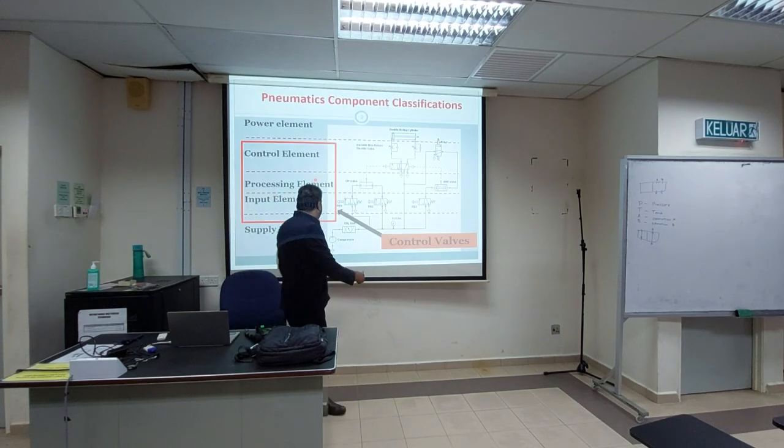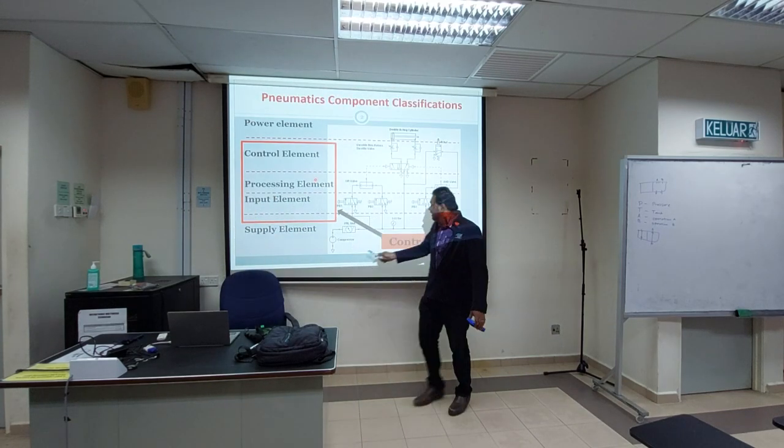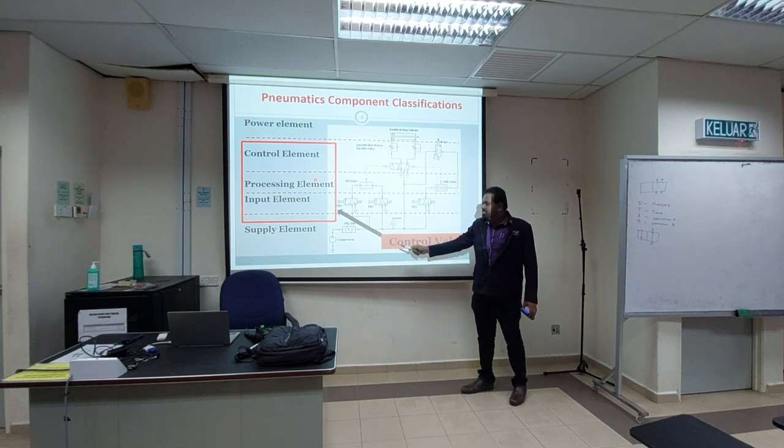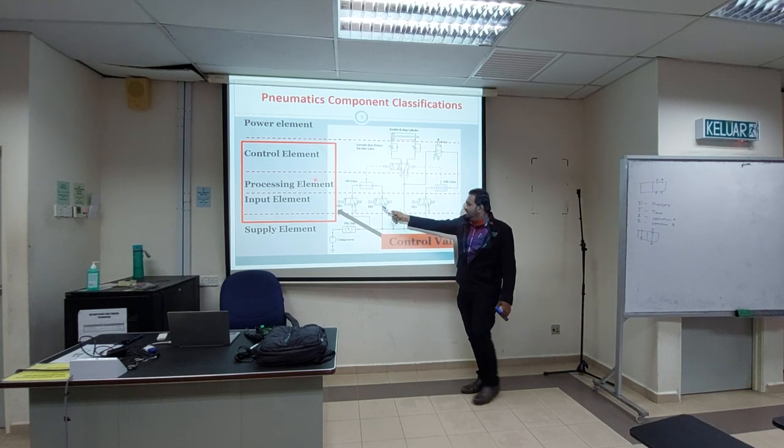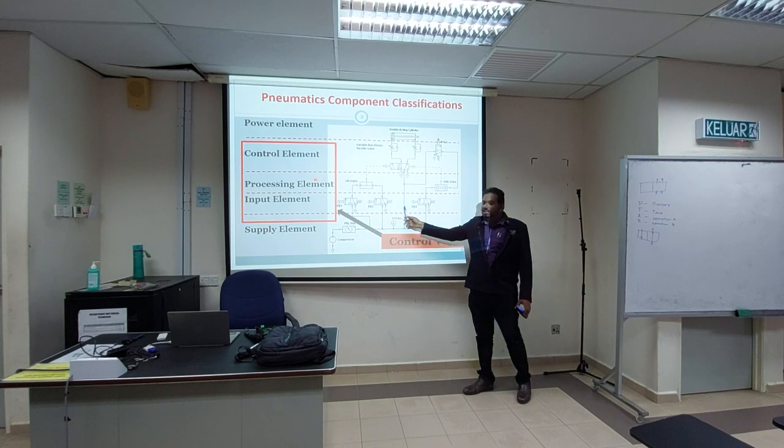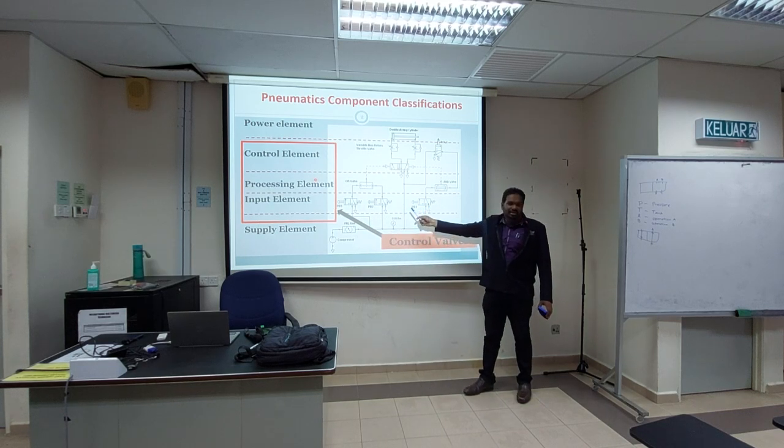Yang ni yang you bagi tahu tu adalah kat bawah, yang pergi ke tank semua tu kan. So yang ni you boleh tengok. Okay, I think you boleh understand this operation now. Nah, this symbol tengok. Yang ni berapa?